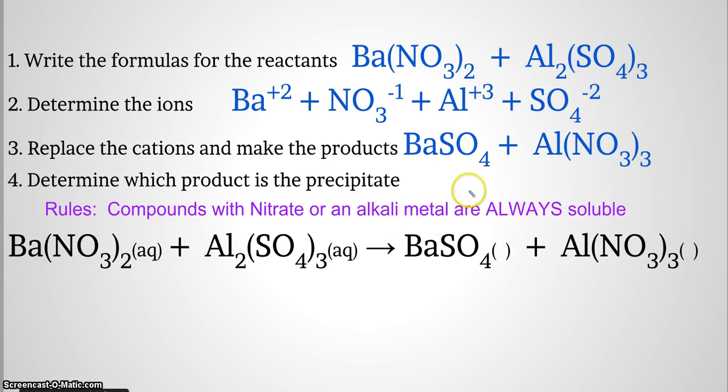So in our case here, if we look at this particular product, we know it has a nitrate in it, so we know that this one is the aqueous one, which means the other one, the barium sulfate, has to be our solid precipitate, okay? So that's how we're going to figure out our precipitate, is by looking at the one that's not nitrate and that's not an alkali metal. So because of the nitrate here, the barium sulfate is the precipitate.